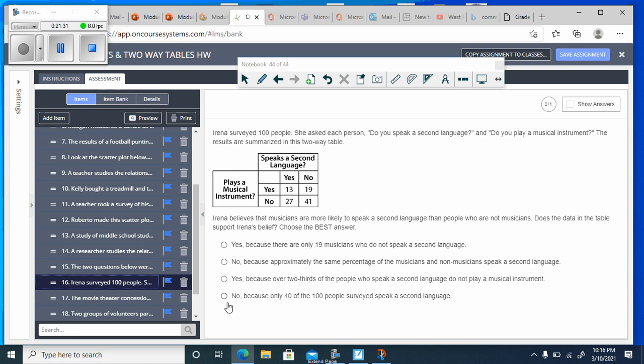No, because only 40 of 100 people surveyed speak a second language. Well, that's true, but let's see. There are only 19, yes, because there are only 19 musicians who do not speak a second language. Essentially, guys, it's no, because approximately the same percentage of musicians and non-musicians speak a second language. There you go.